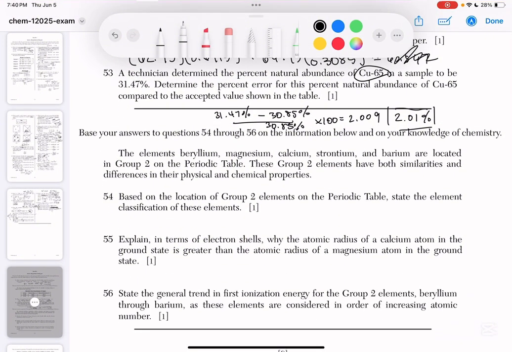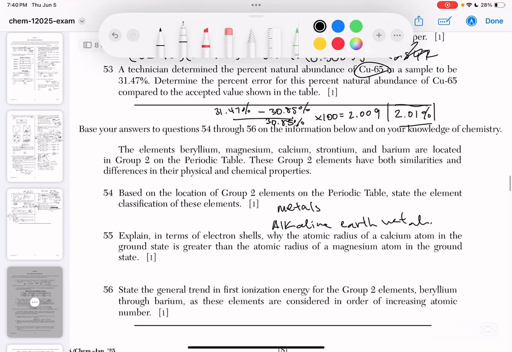Based on the location of group 2 elements, state the element classification. So if you look at group 2, all of the elements in group 2 are metals. You can also say alkaline earth metals. So, yep. It's pretty straightforward.